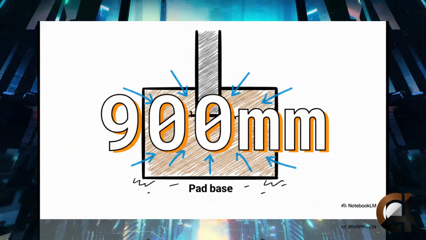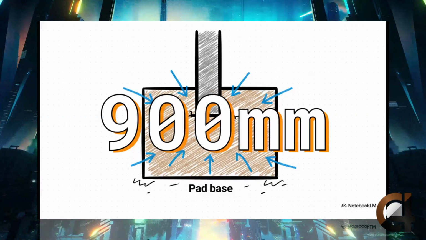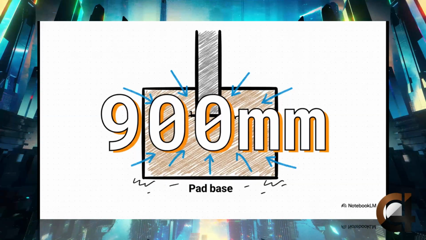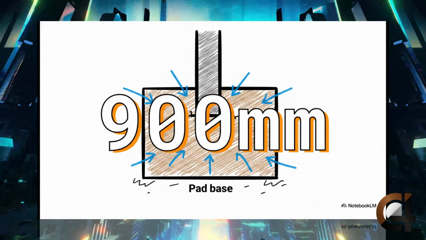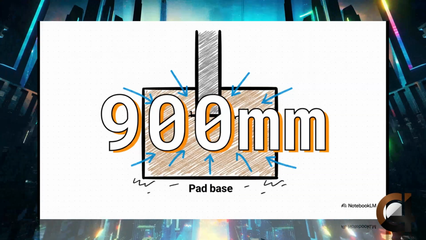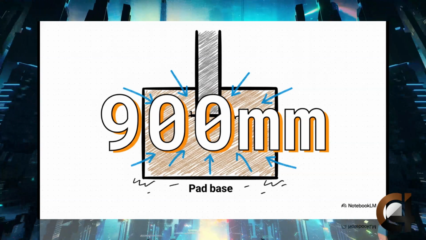Now, I really want you to emphasize the sheer scale of this in your mind. This wide footprint is absolutely critical because its entire job is to take the massive, concentrated, heavy load of the building coming down the column and spread it out widely and evenly across the soil beneath it. Without it, the building would just sink straight into the dirt.